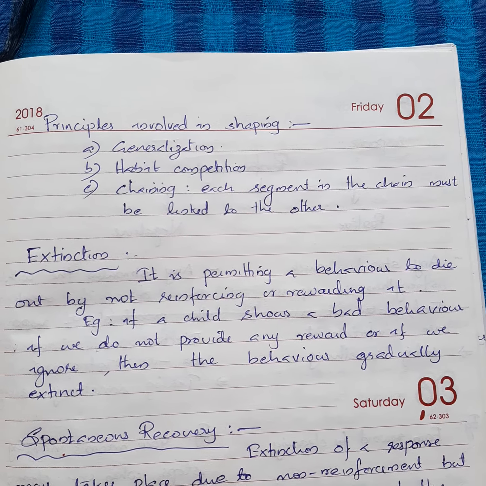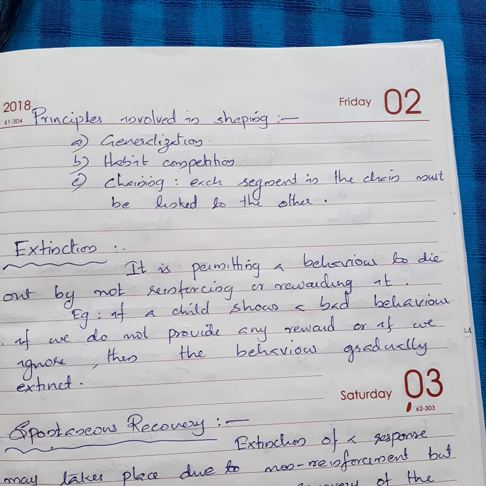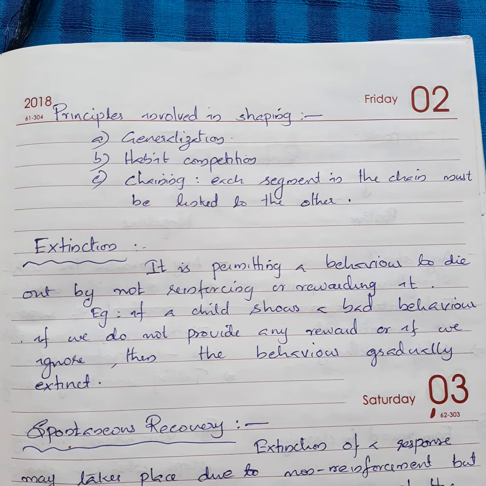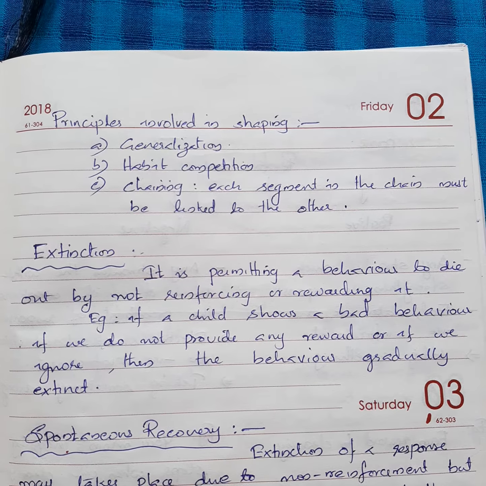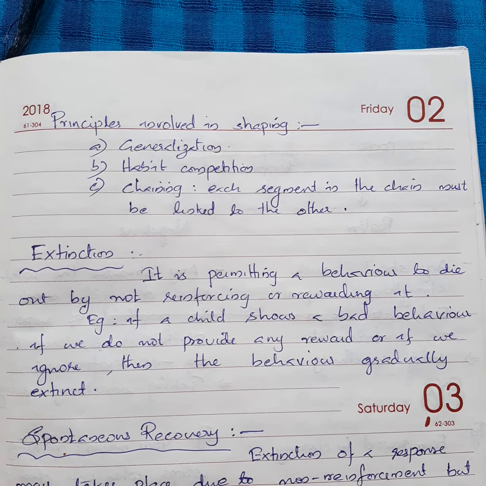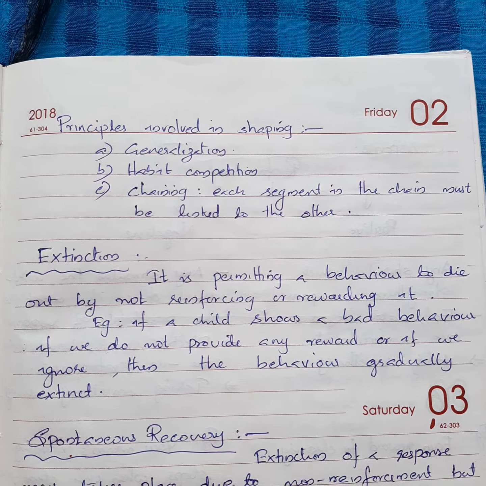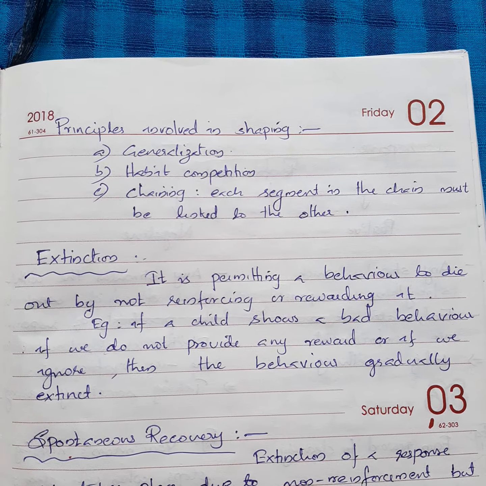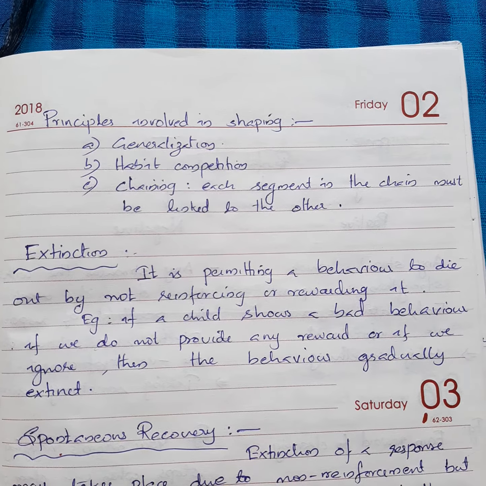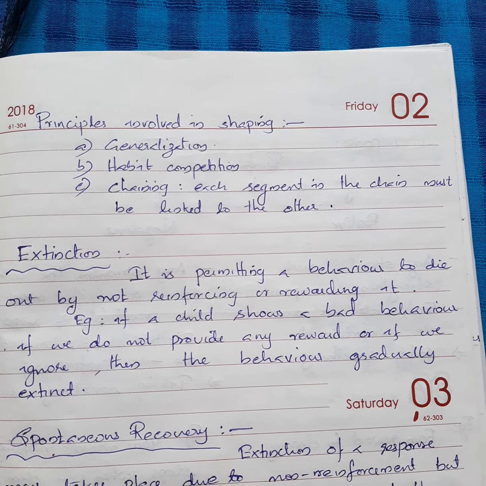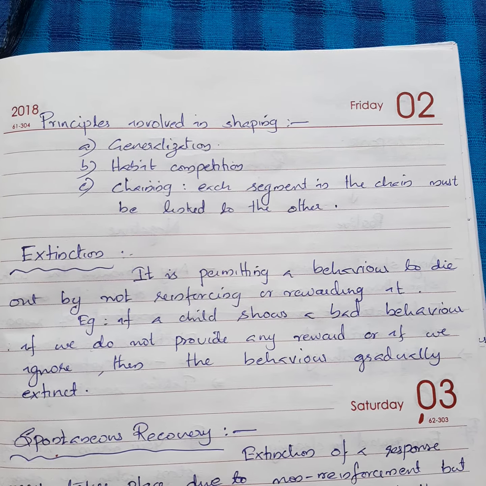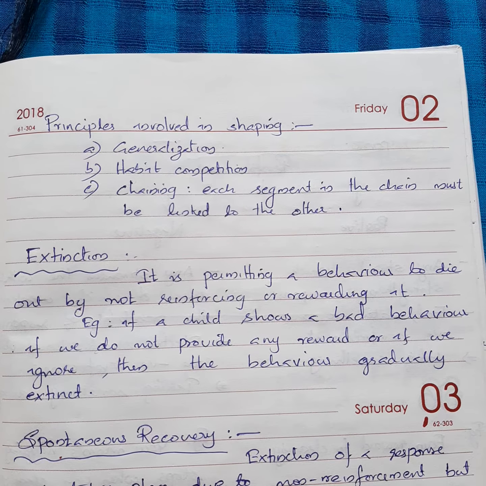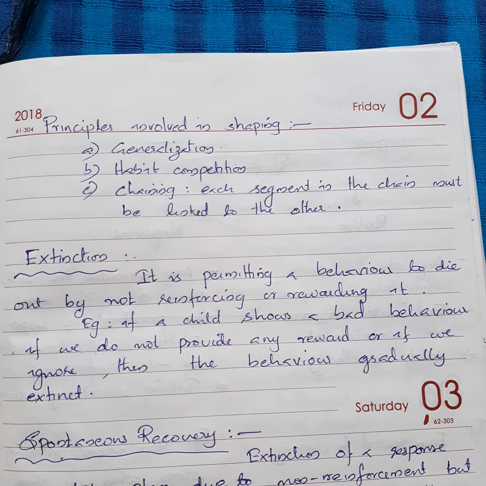There are three important psychological principles which are involved in the process of successful shaping of behavior. They are: first one, generalization; second one, habit competition; third one, chaining. That is, each segment in the chain must be linked to the other. These are the three principles involved in shaping.